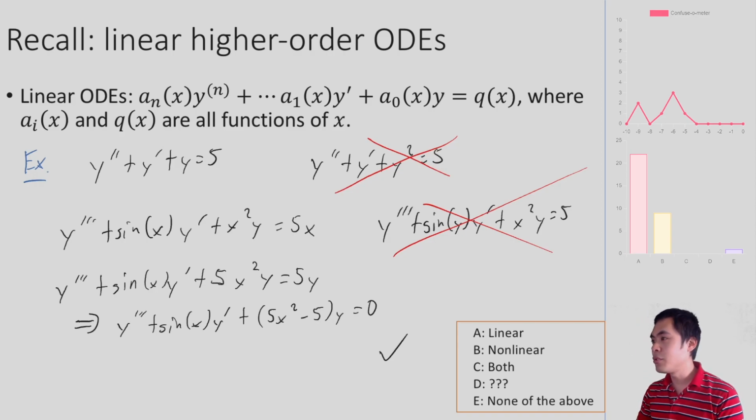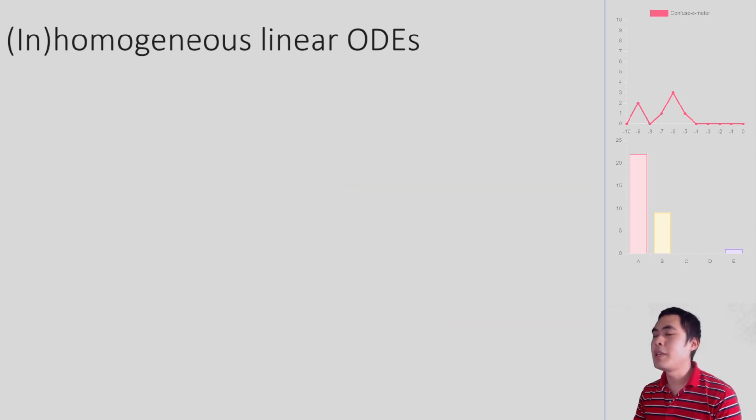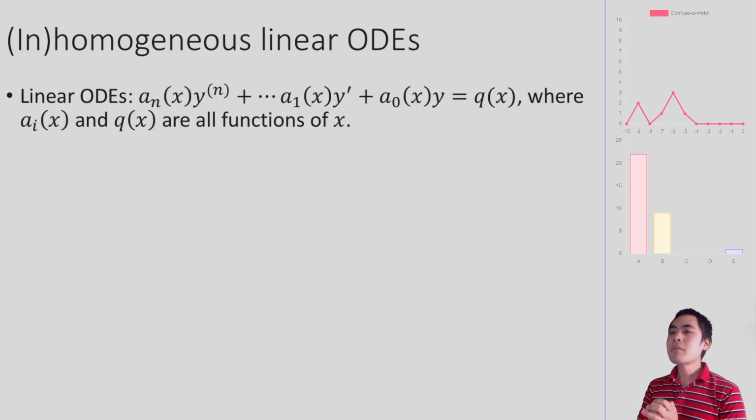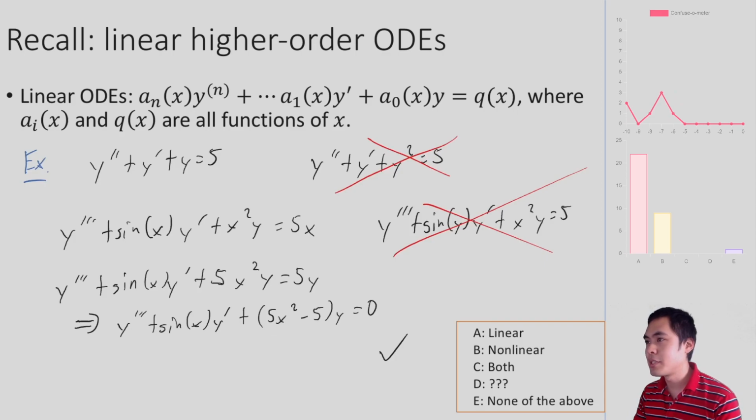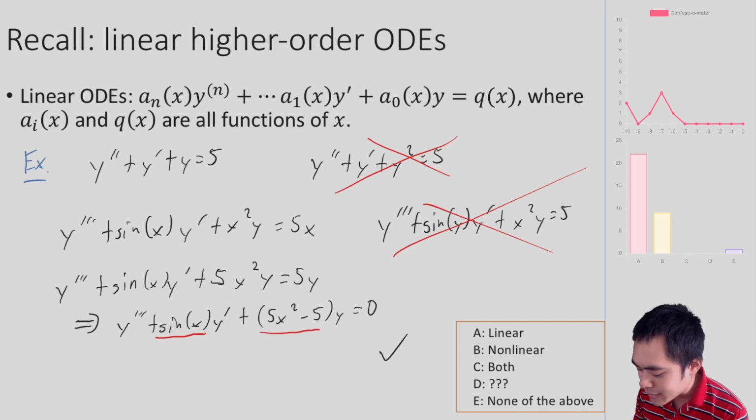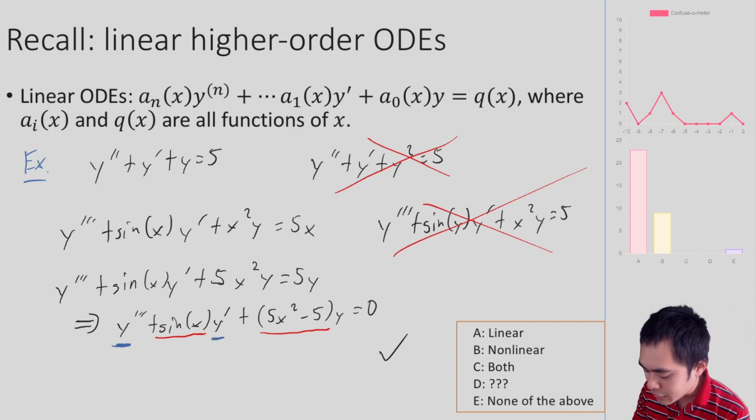Okay, so now let's go on to the next point. What does it mean for a linear ODE to be homogeneous or inhomogeneous? But first, why is the last one linear? Let's walk through this again, just because it's important. Whether or not it's linear in x is irrelevant. The question is whether you have a linear sum of the y's and y primes. So the last one here is linear.